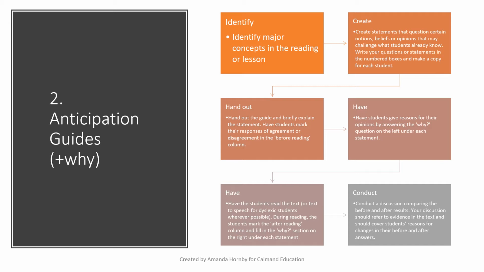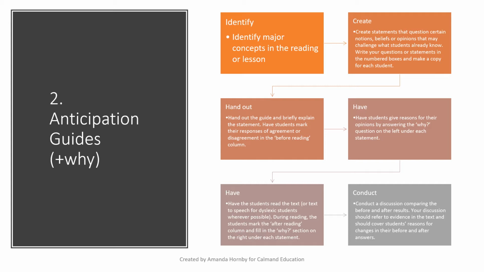The students will mark their responses of agreement or disagreement in the before reading column. So you would create this statement, and before you read the text that you're planning on doing, the students will make their decision whether they agree or disagree with that statement before they have read anything. Then the students will have to give reasons for their opinions by answering the why question under each statement. So they answer whether they agree or disagree, and then put the reason why. And then you have the students read the text.